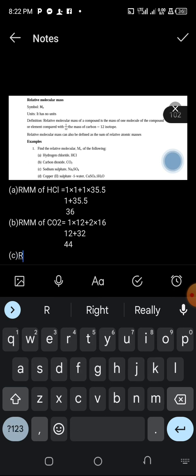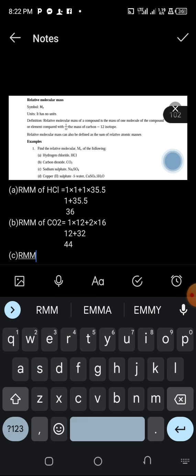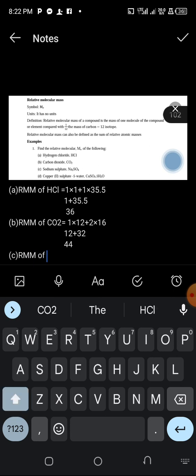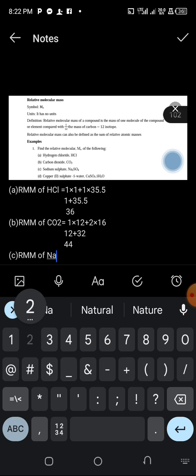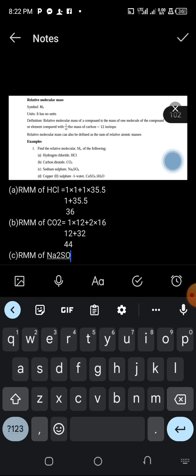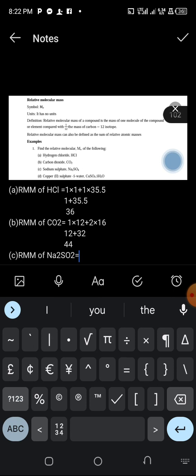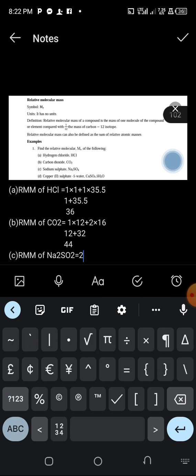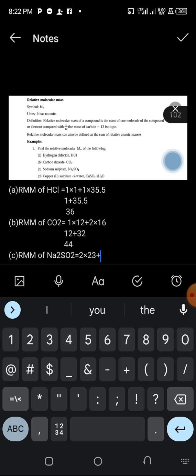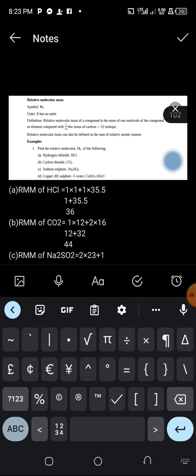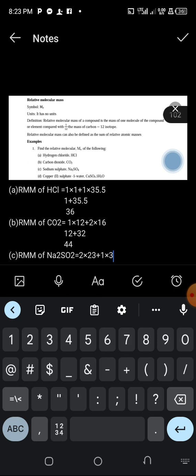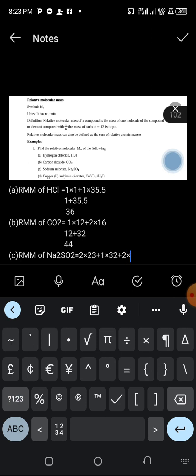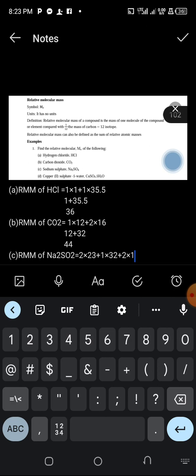Now let's find the relative molecular mass of sodium sulfate. It is like this. So how many atoms of sodium are there? There are 2. Multiplied by the mass number for sodium, it is 23. Plus how many atoms of sulfur are there? 1. Multiplied by the mass number of sulfur, that is 32. Plus how many atoms of oxygen are there? 2. Multiplied by the mass number of oxygen, that is 16.